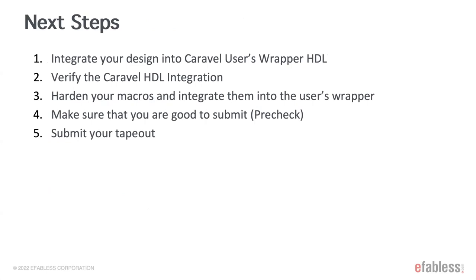Okay, so you set up the environment, you did your design, you verified it, you set up your design environment. So what are the next steps? What comes next can be divided into five steps. The first one is to integrate your design into the Caravel user wrapper HDL. So you have your verified RTL, and you want to integrate that into the user's wrapper.